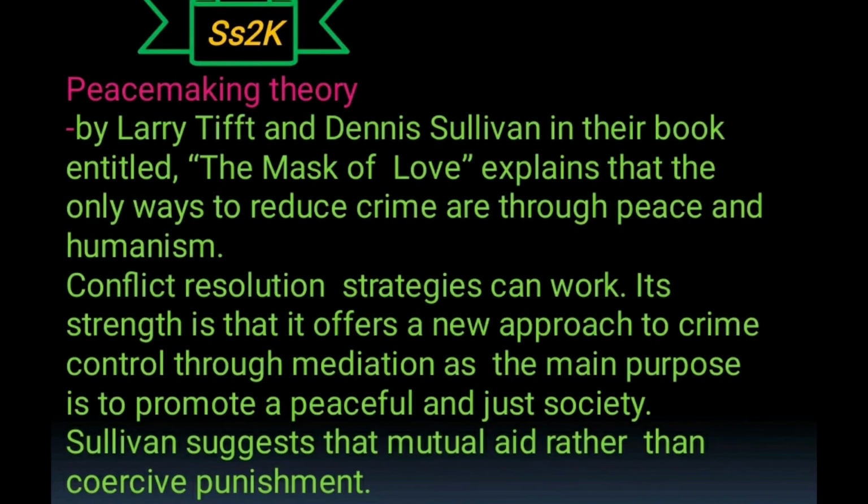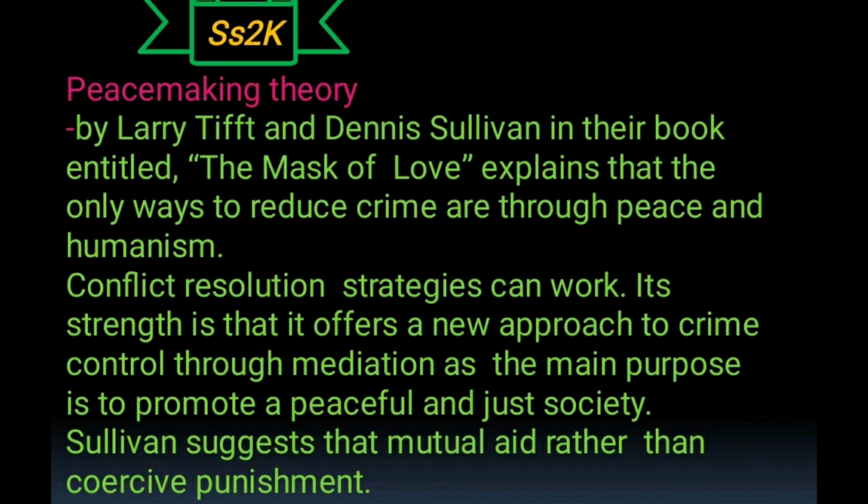Yun po ang sabi nila. Then Peacemaking Theory by Larry Tifft and Dennis Sullivan in their book entitled The Mask of Love explains that the only ways to reduce crime are through peace and humanism. Conflict resolution strategies can work. Its strength is that it offers a new approach to crime control through mediation, as the main purpose is to promote a peaceful and just society. Sullivan suggests mutual aid rather than coercive punishment. So yun po yung peacemaking theory, na kung saan sinasabi na pag may conflict, para masolve yung conflict, hindi dapat magresulta sa punishment, kundi magkaroon dapat ng mediation para magkaroon ng peace. Okay, so that is according to the peacemaking theory.